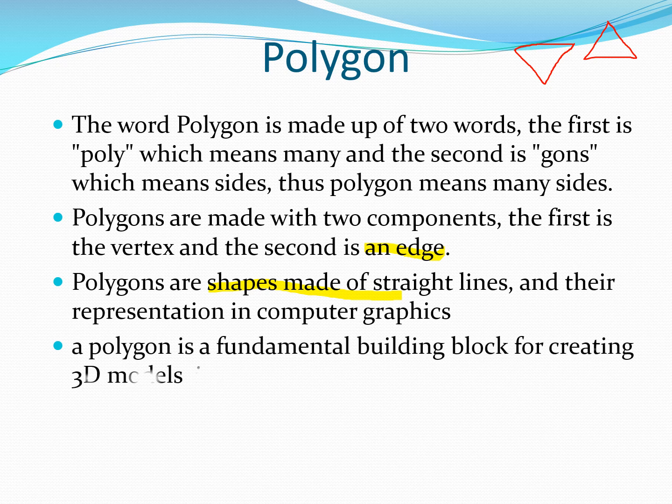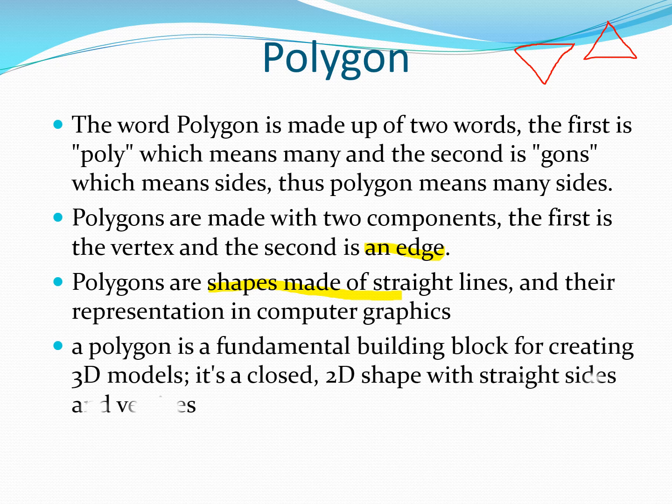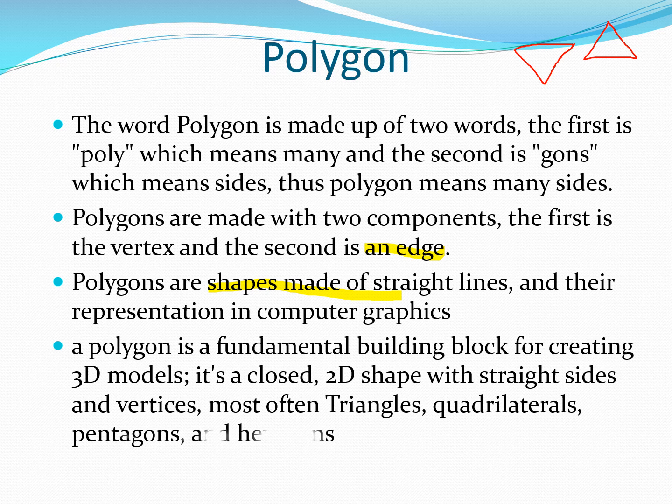A polygon is a fundamental building block to create 3D models or 2D models. 3D means it's in three dimensions, x, y and z coordinates, and we can make multiple angles. 2D means two directions, either the x direction or the y coordinate. Examples of polygons are the triangle, quadrilateral, pentagon and hexagon.